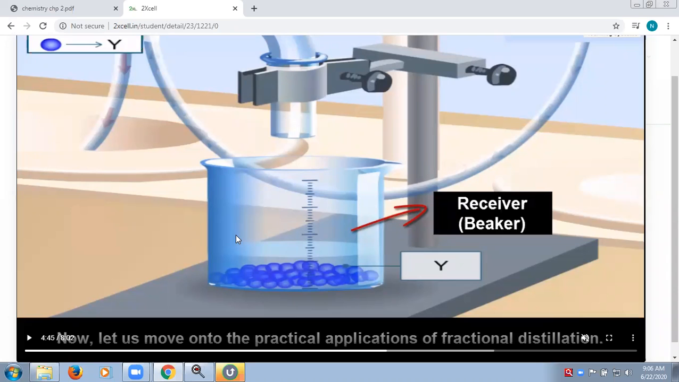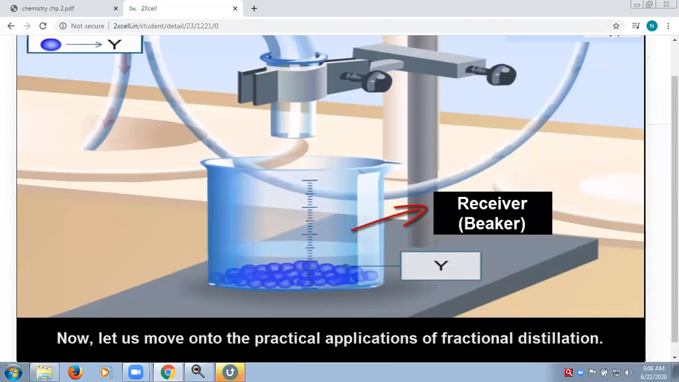Clear? Now, having two components, it's easy. But if more than two components are there, then this glass beads fractionating column is in general not used. Okay, so let us just see what happens.